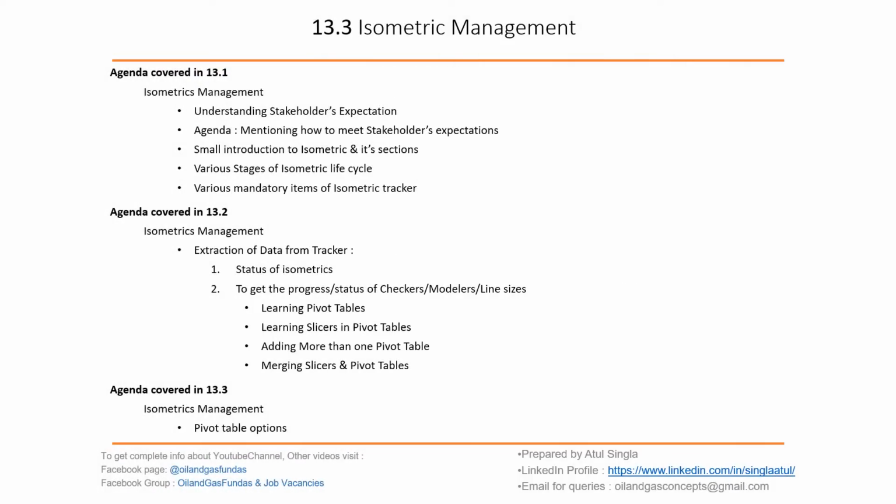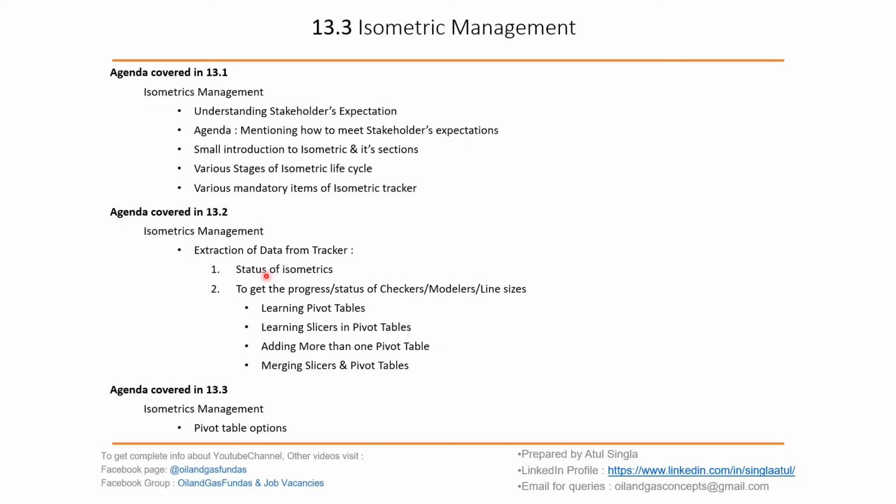Hello friends, welcome to the third part where we are discussing isometric management. In the first part we discussed who the stakeholders are, what their expectations are, and how we are going to manage all these expectations. Then we looked at the isometric and its sections. Then we discussed all the isometric life cycle stages and the mandatory items in the isometric tracker.